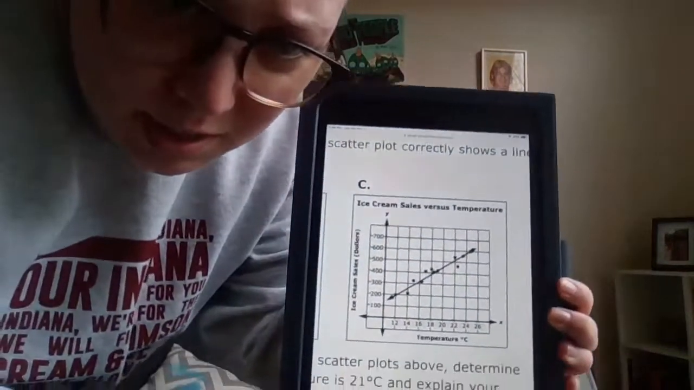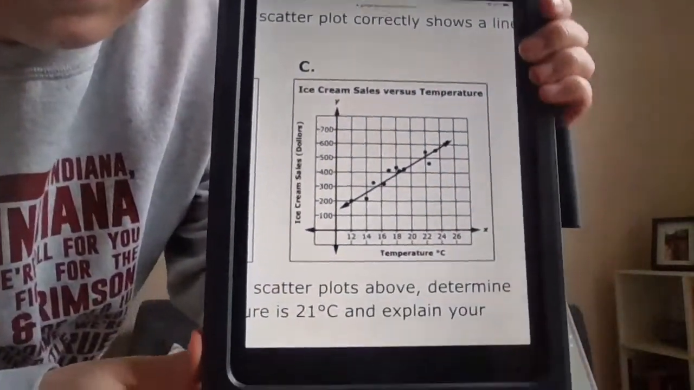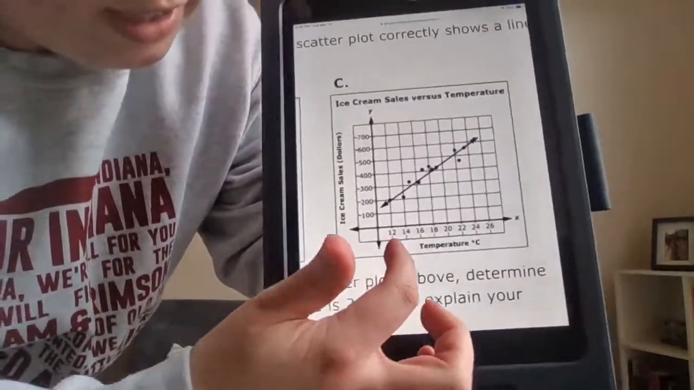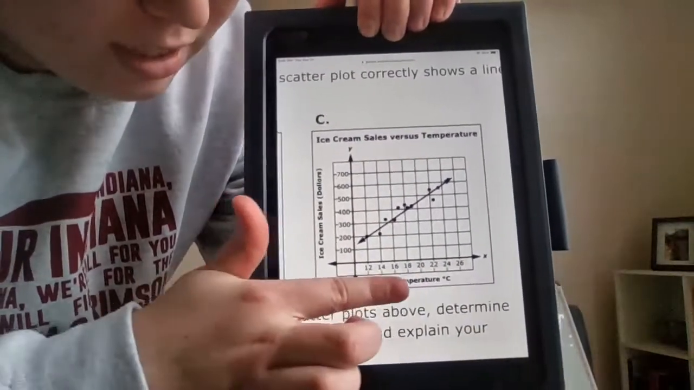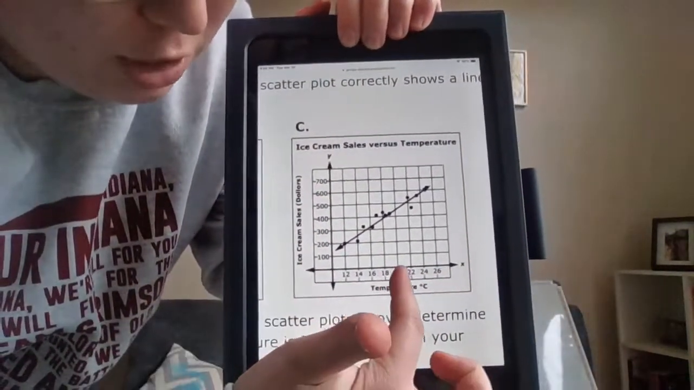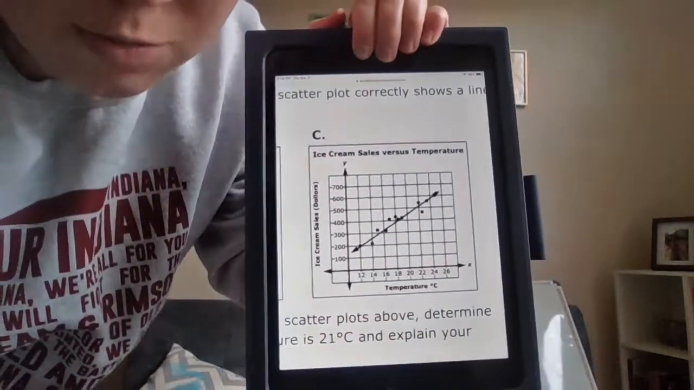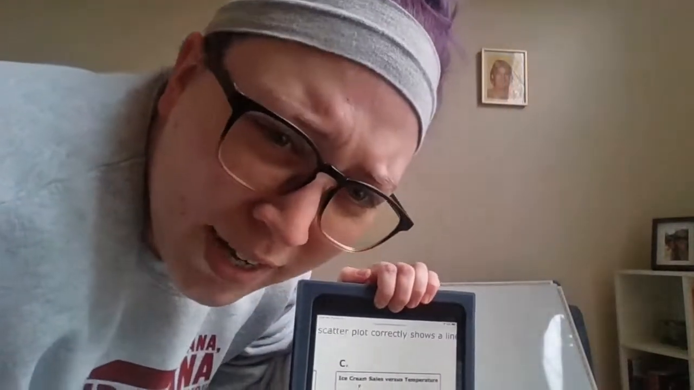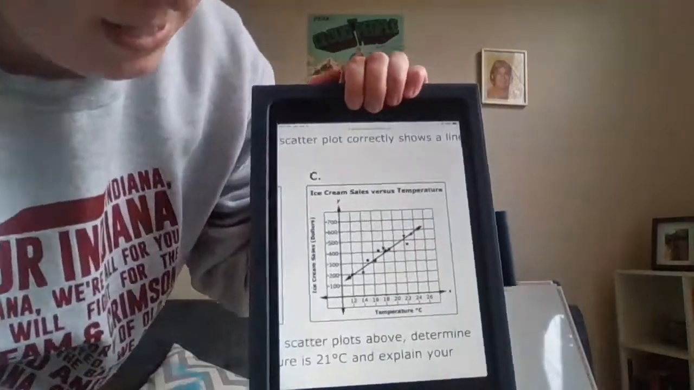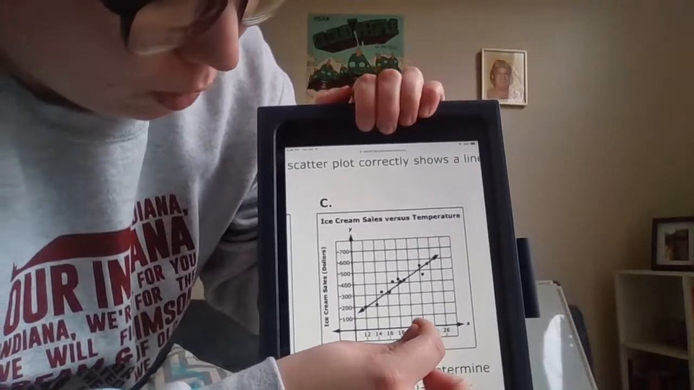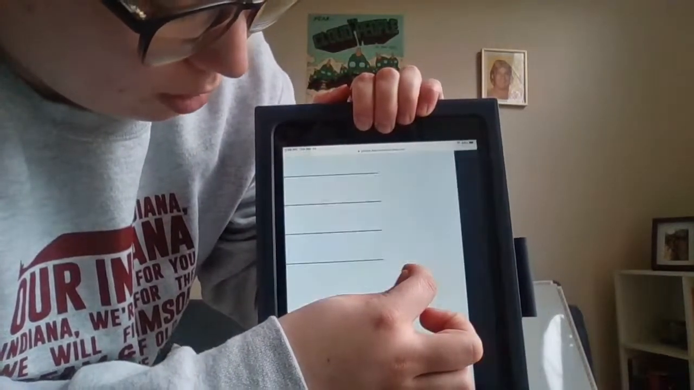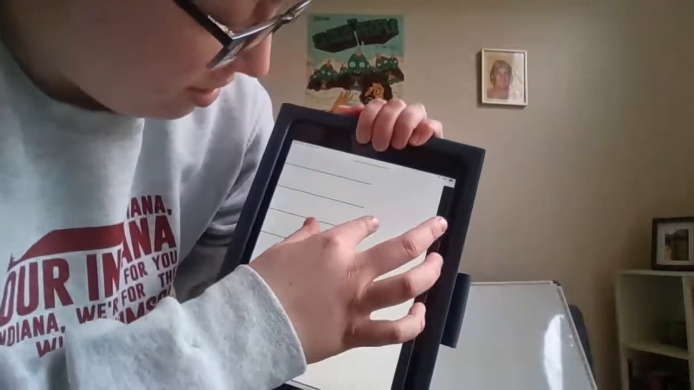All right, so it asked you, when your temperature is at 21, temperature's down here. So that means you have to go in between the 20 and 22, because guess where 21 is? It's in between those two. And you're gonna go up and go, okay, maybe not actually touch it with your finger because it's gonna do that.